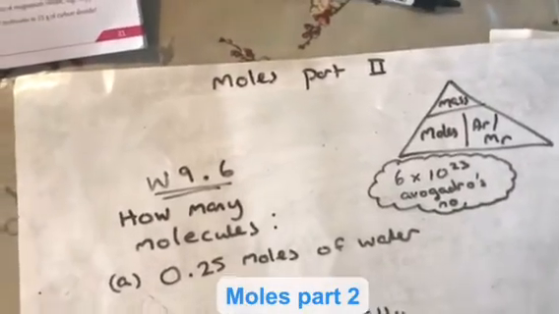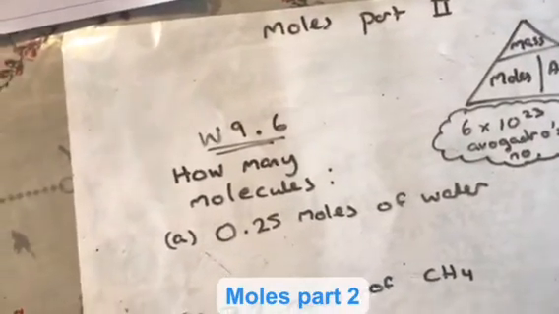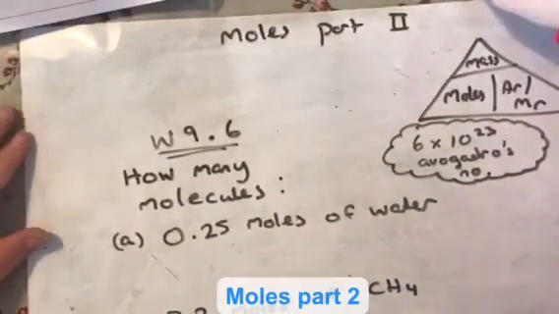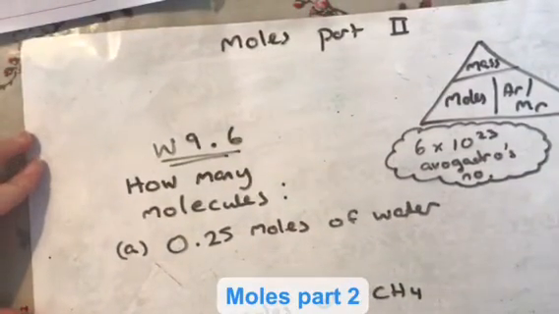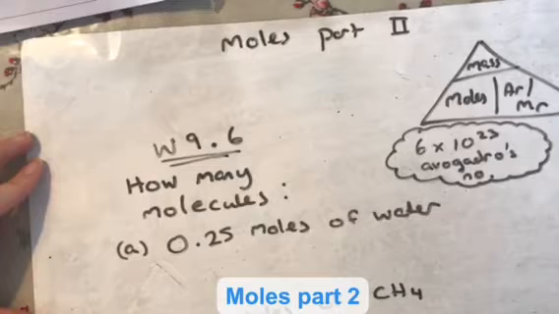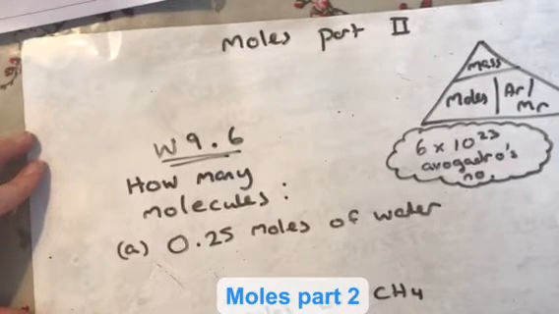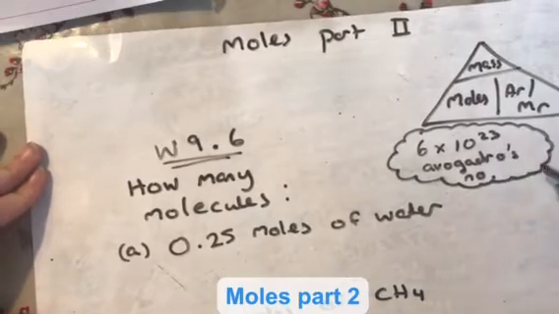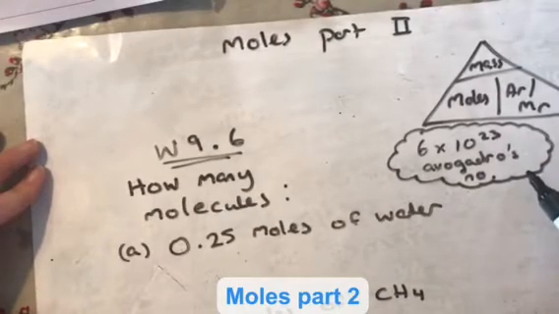So we're on the mole part 2, so hopefully you're still with me and you haven't fallen asleep. What we're going to focus on now is 9.6. We've done conversions of mass into moles and conversions of moles into mass. Now we're going to be looking at numbers of molecules, so we're using this number here, which is Avogadro's number, okay?